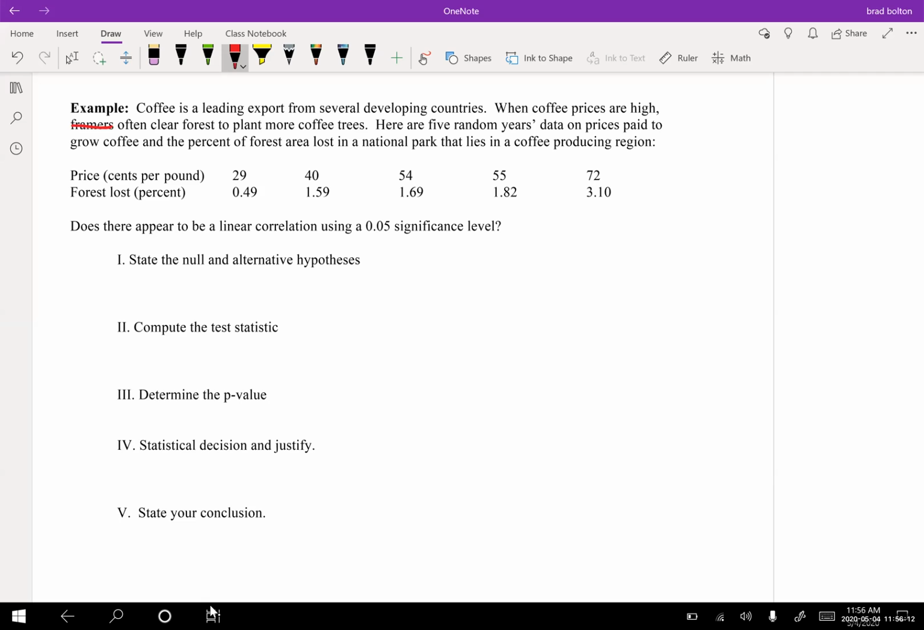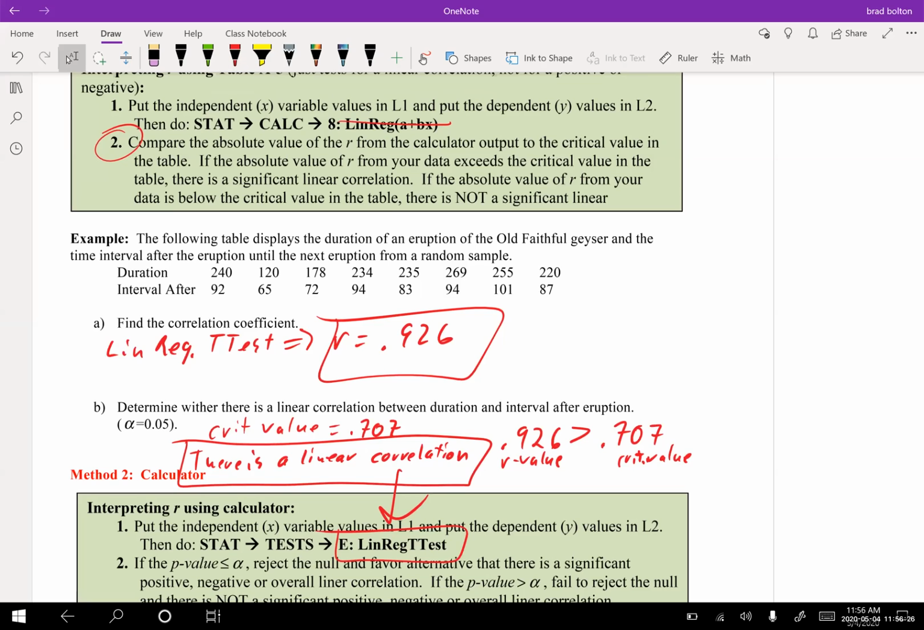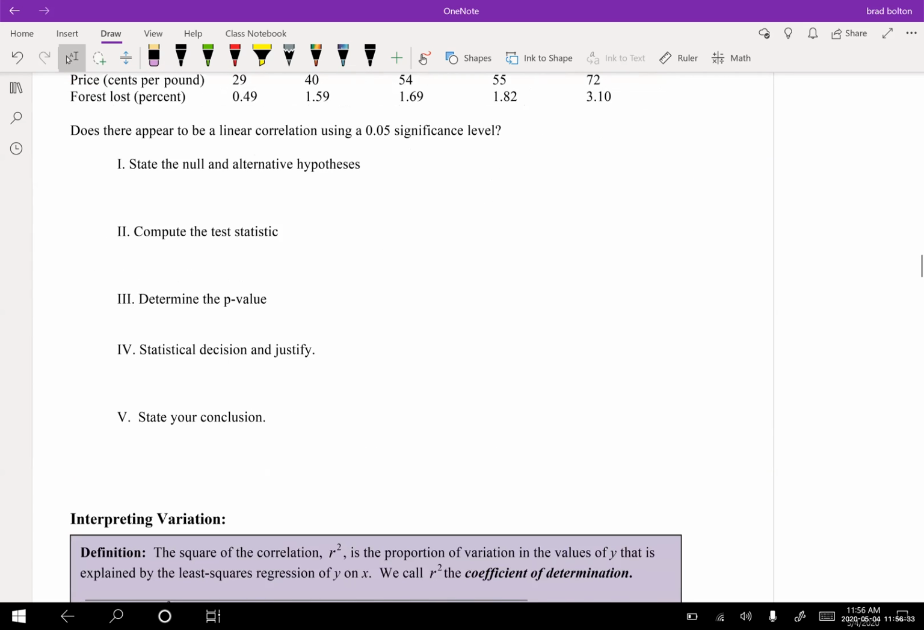In the past, I've actually asked a question on my exam very similar to this one, so make sure you know how to do this. I have to search through the online test bank to make sure they have something similar, but this is a really good test question. This one is also a really good test question, but it's a quick test question because you're not really doing a full-on hypothesis test. You're just comparing your critical value to your R value, okay?